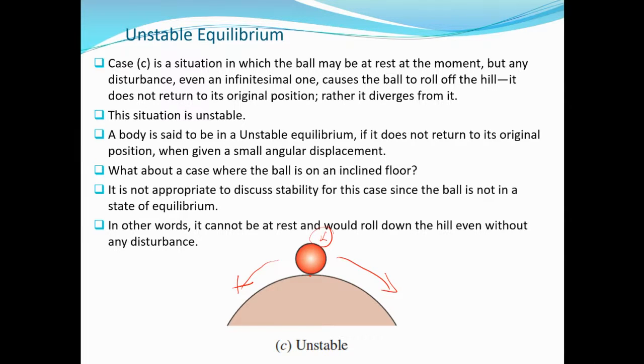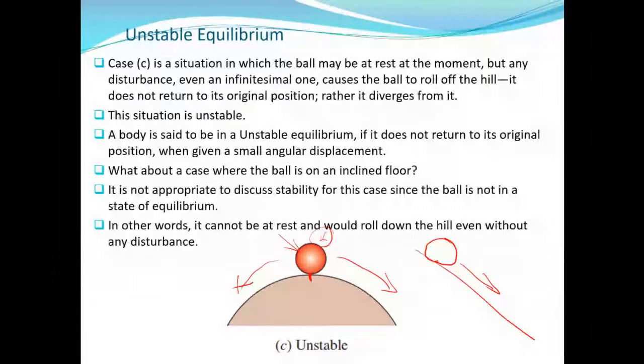a small angular displacement. What about a case where the ball is on an inclined floor? When you have an inclined floor now, this is not even equilibrium because once you place it, it will not remain at rest completely. The previous one is originally at rest, but when you give it slight, infinitesimal angular disturbance, any disturbance, it will lose its stability. But this one is not even at rest from the beginning. Ab initio, it is not in equilibrium. So once you place it, it will definitely roll down the inclined plane.